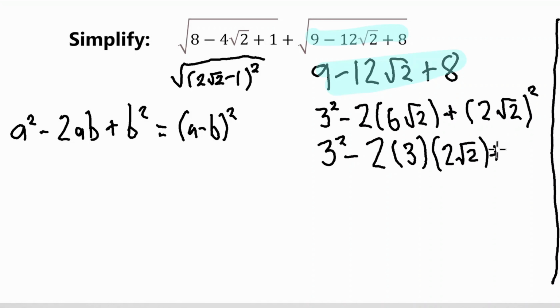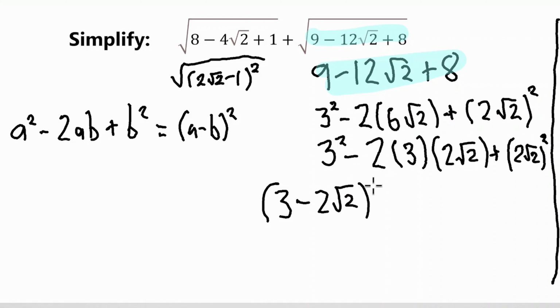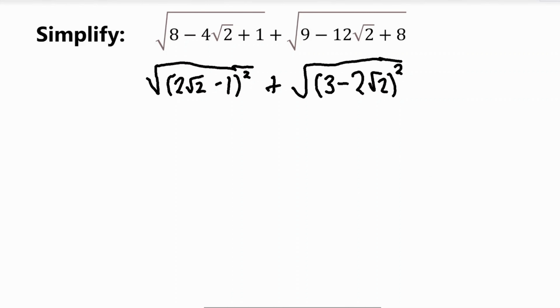Okay? So now we have 3 as our a and 2 square root of 2 as our b, as you can see here. So now let's put this into this equation. So our a is 3. 3 minus 2 square root of 2 squared. Okay, so now we have our simplified insides written down, so simplified terms.